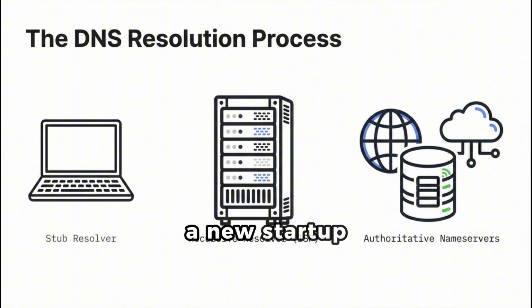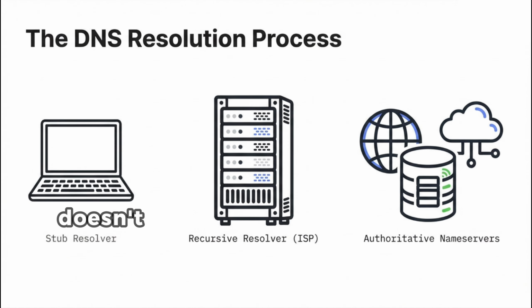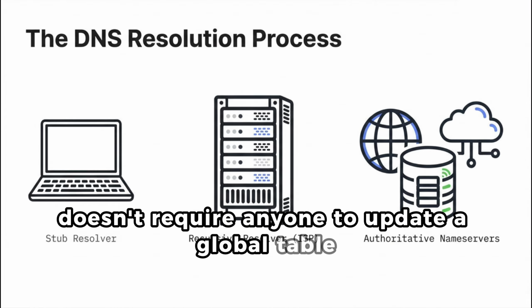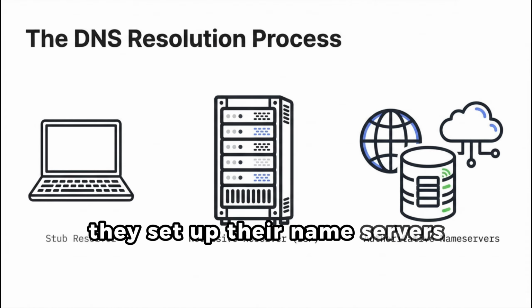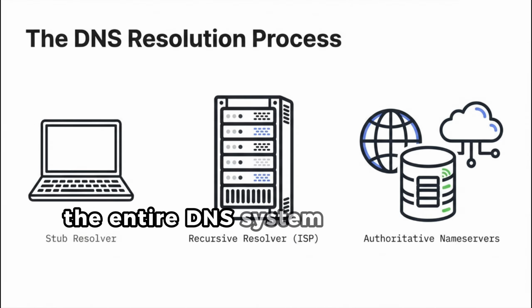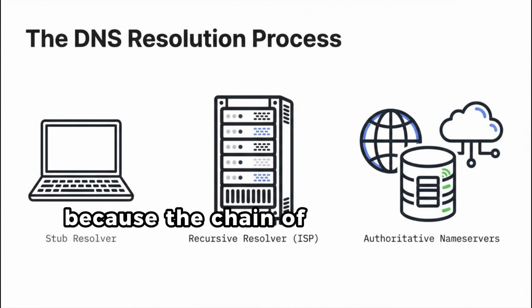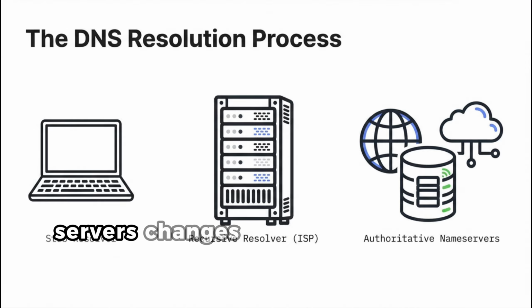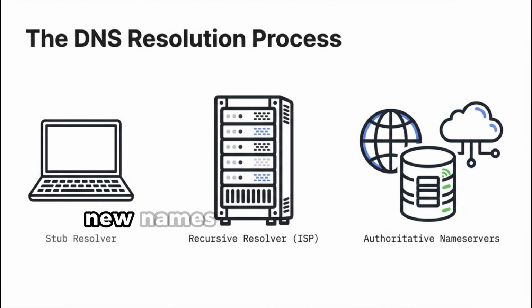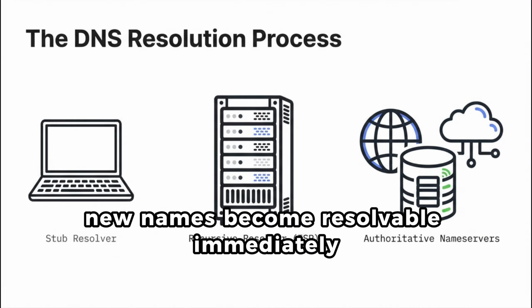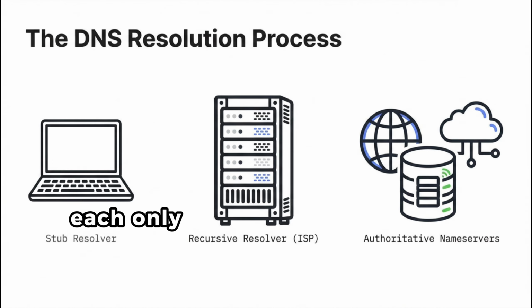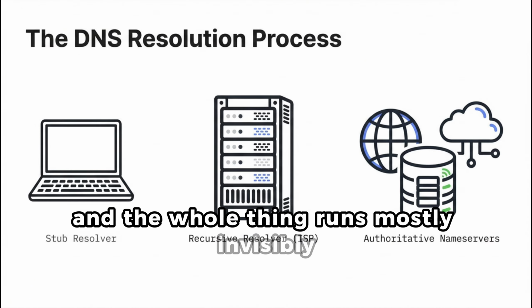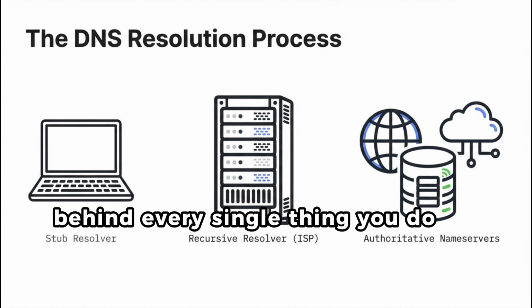A new startup registering mynewapp.io doesn't require anyone to update a global table. They register the second-level domain, they set up their name servers, and immediately the entire DNS system knows how to find them because the chain of referrals will lead to their servers. Changes propagate naturally. New names become resolvable immediately. The load is spread across thousands of servers worldwide, each only responsible for what it knows about. And the whole thing runs, mostly invisibly, behind every single thing you do on the internet.